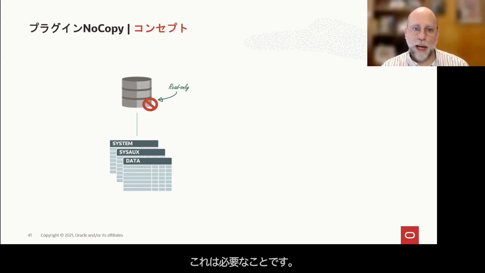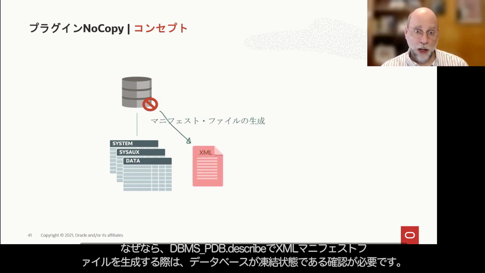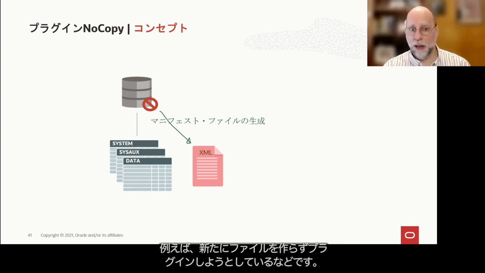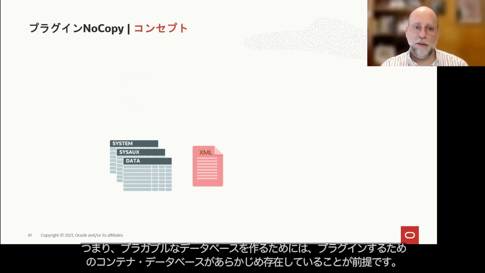We need to do that because when we run DBMS_PDB.DESCRIBE to generate this XML manifest file, we need to know that we have a frozen state of the database, that we're not creating new files, for example, that would need to be plugged in. Then you shut down the database, go to your container database, which has to already exist. So this idea of creating a pluggable database assumes the pre-existence of a container database to plug into.